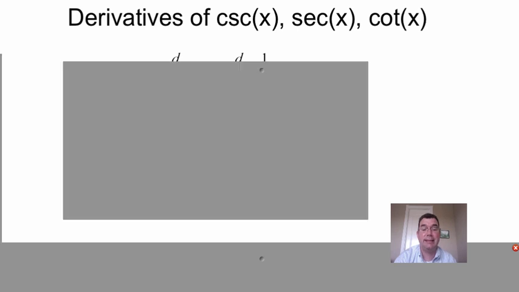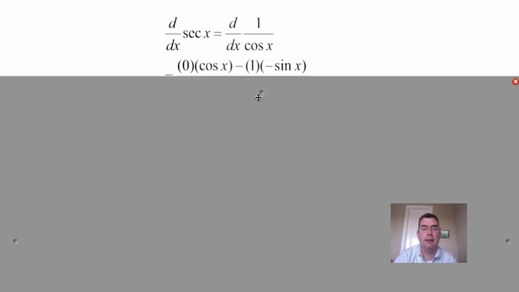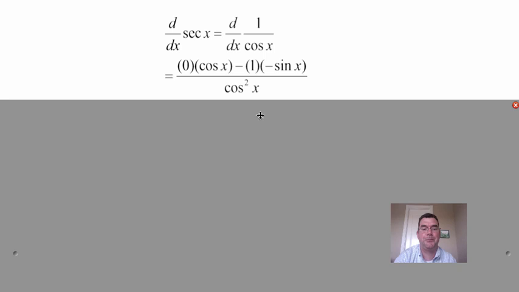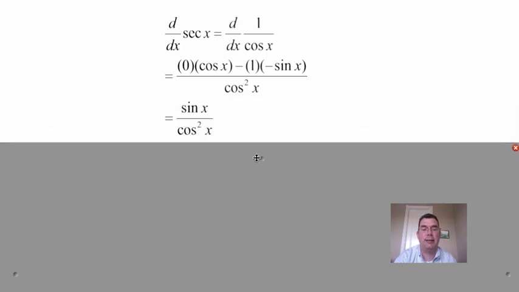The next one is secant, and we're going to handle that exactly the same way. We're going to take the derivative of 1 over cosine x using the quotient rule again. So the derivative of 1 is 0 times the bottom, cosine, minus the top, 1, times the derivative of the bottom, which is negative sine. All of that goes over cosine squared. So I end up with positive sine x over cosine squared x.